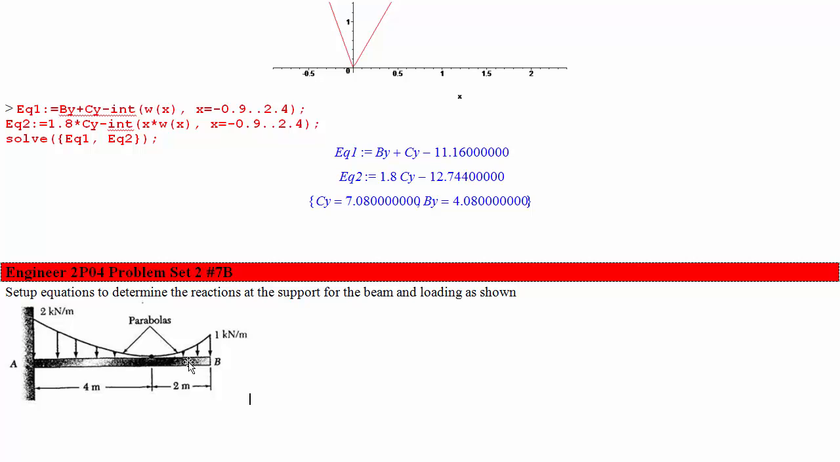Okay, so how do you write it? First of all, what are the reactions at this fixed support? It's got an x force, which is going to turn out to be 0 because there's nothing else going on in x, a y force, and a moment.